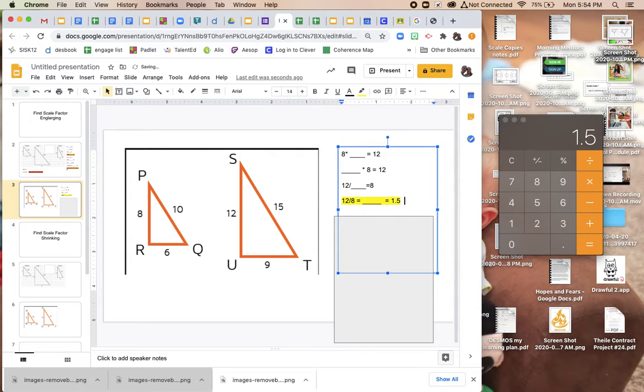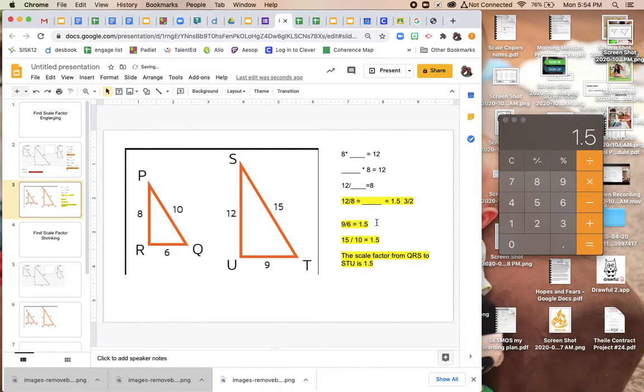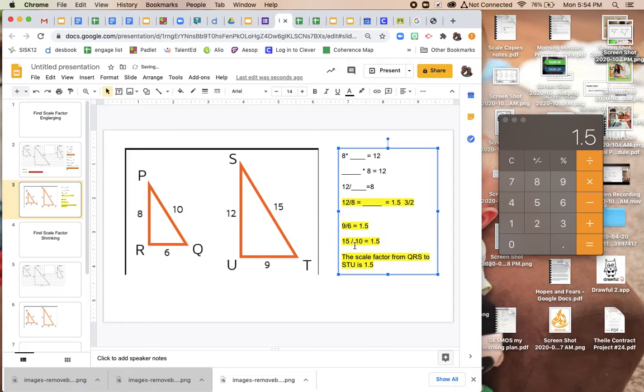But you know I don't like decimals, and so I know this is 3/2. You can always Google what your decimal is as a fraction if you're not sure, or if your calculator doesn't have that function. And so here I go through and I find the others. 9 divided by 6 was also 1.5. And then the last slanty side, 15 and 10, right? This side divided by this side, also getting 1.5. So they are scaled copies, and the scale factor is 1.5.